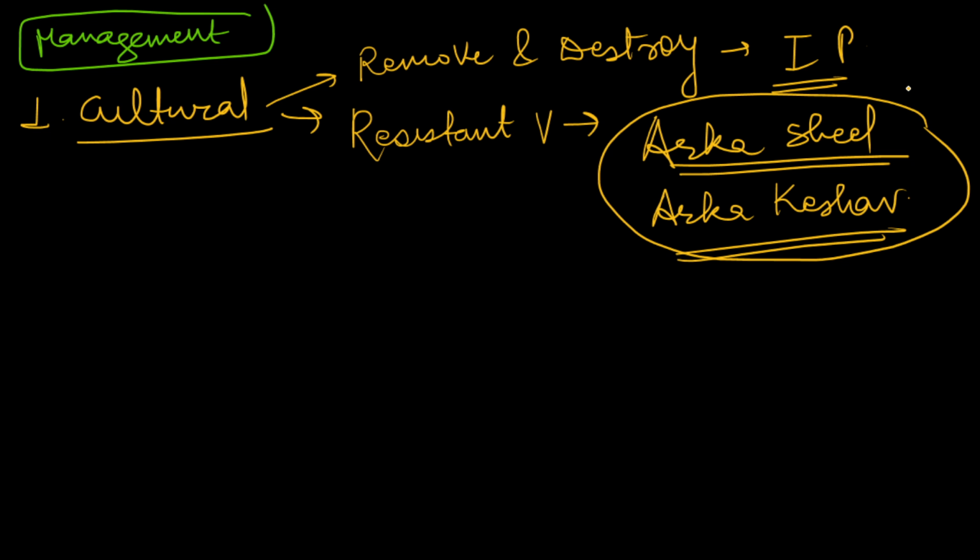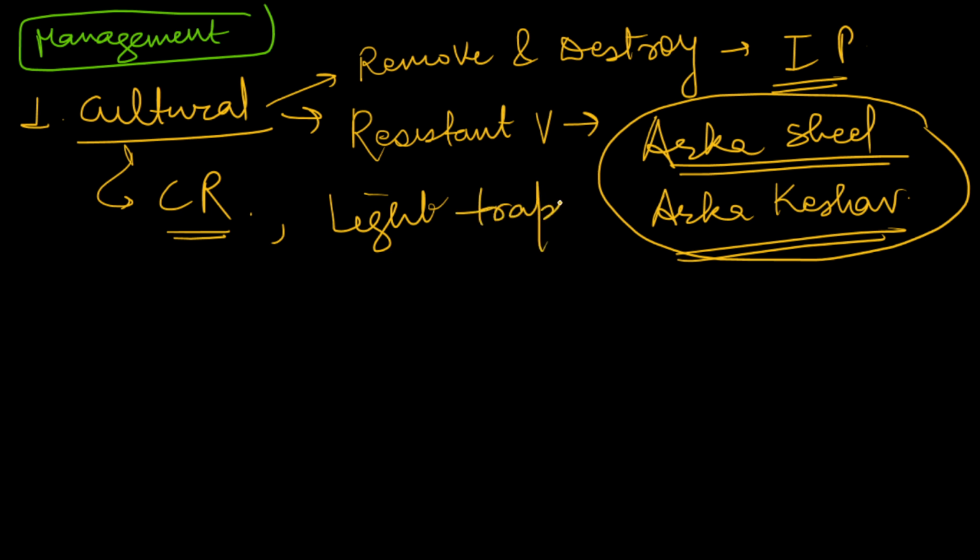We can avoid monocropping or continuous cropping of brinjal in the same field. We can go for crop rotation. We can use light traps to monitor and reduce the adult moth population, which would otherwise become pests in the coming phases. So these are the cultural practices.